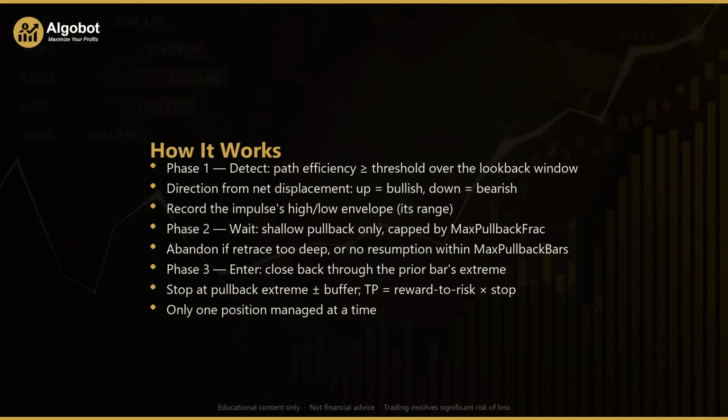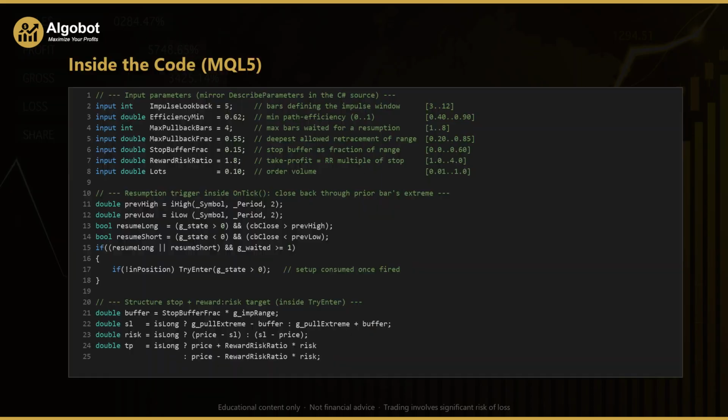The take profit is then set as a simple reward-to-risk multiple of that stop distance, governed by the reward-risk ratio, which defaults to 1.8. And importantly, the EA only ever manages one position at a time, so it never stacks setups on top of each other. Let's look at the actual MQL5 code on screen, just as it appears in MetaEditor.